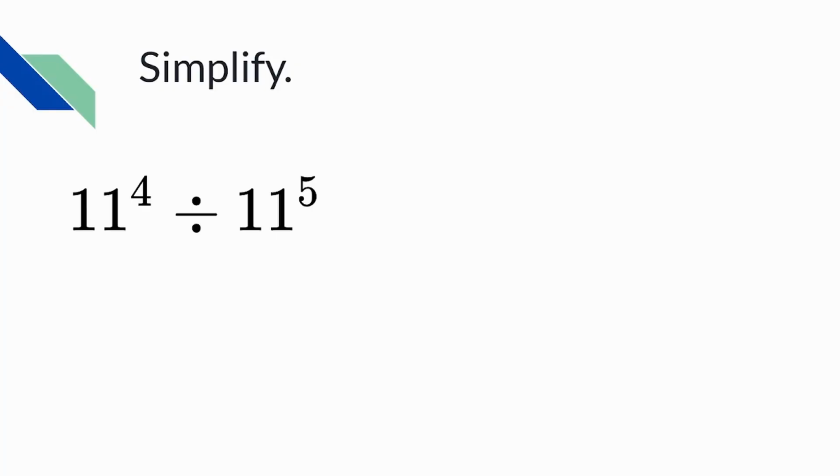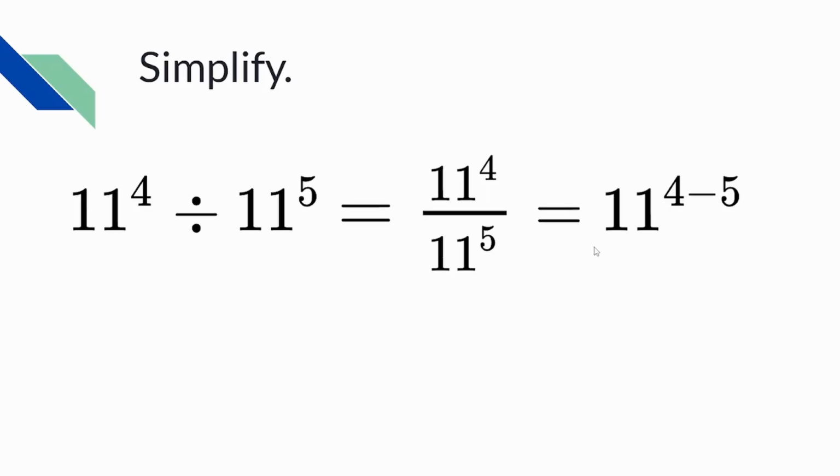Here I have 11 to the 4 divided by 11 to the 5. I'm going to rewrite this as a fraction. This is the way we're used to seeing it. This is what the exponent rule looks like. So I have 11 to the 4 over 11 to the 5. In this example, the rule I want to use says to subtract the exponents. So I have 11 to the 4 minus 5. That's going to give me 11 to the negative 1.